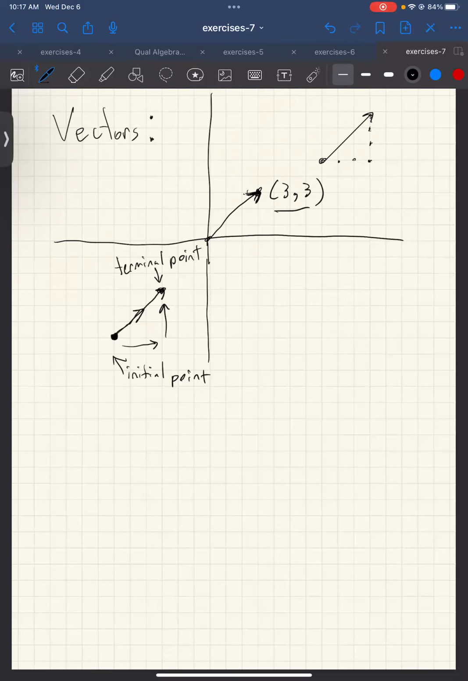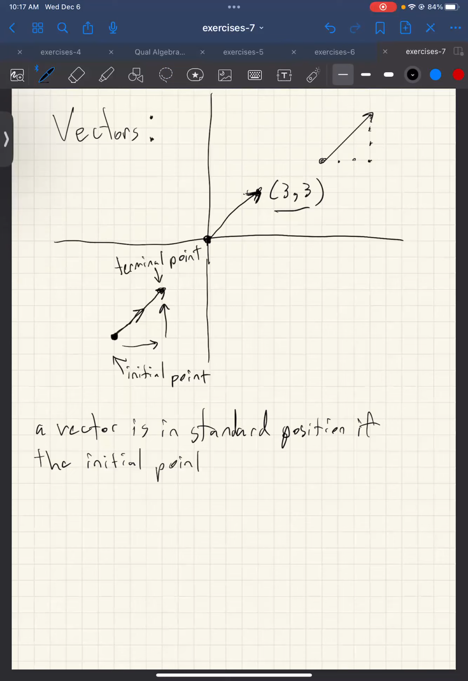So to that end, we really like to draw our vectors starting at the origin, with the initial point at the origin. So we say a vector is in standard position if the initial point is the origin, which again is just our fancy name for that coordinate 0, 0.